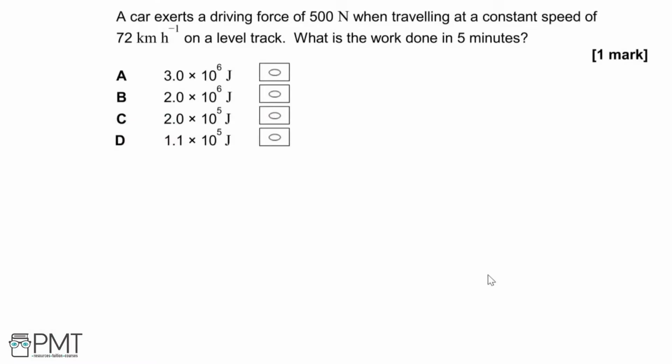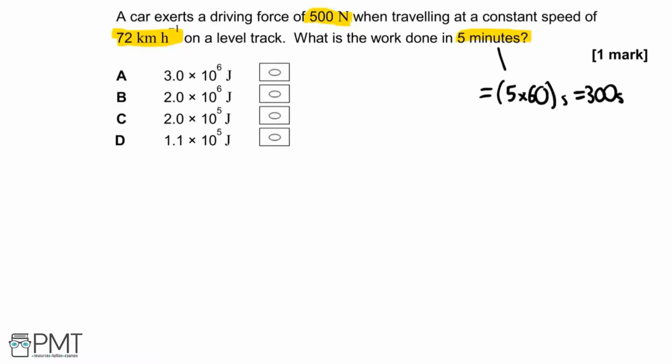A car exerts a driving force of 500 newtons when travelling at a constant speed of 72 kilometers per hour on a level track. What is the work done in 5 minutes? Now, the first thing that I would do with this question is convert that 5 minutes into seconds because we want to work in SI units.